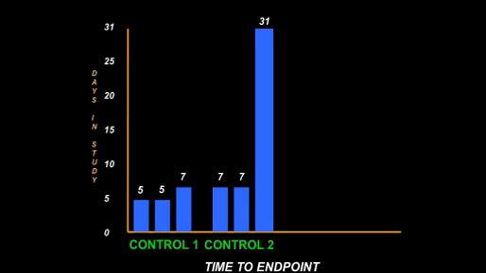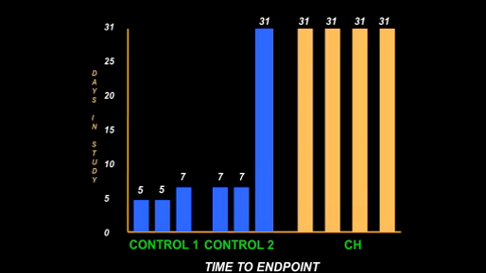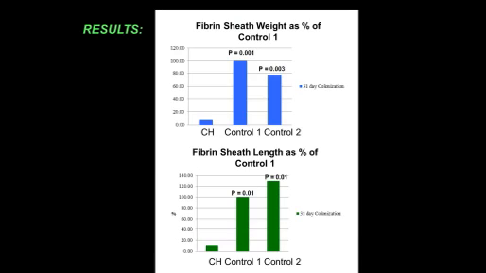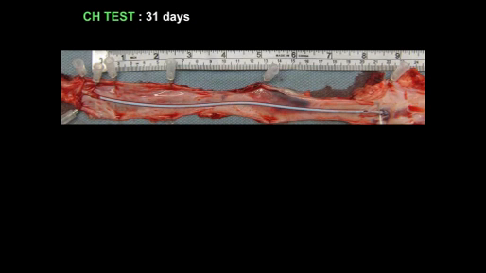In the second control group, 2 of the sheaths made it to 7 days without infection, and 31 days for 1 animal, while all 4 sheep in the chlorhexidine group made the 31-day endpoint with no infection. As far as the fibrin sheath weight and length, again, you can see that there was a dramatic and statistically significant difference for fibrin sheath formation of the chlorhexidine catheter compared to both controls, both for fibrin sheath weight as well as the length.